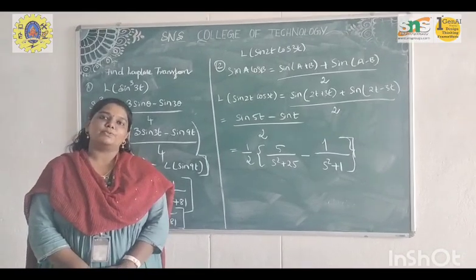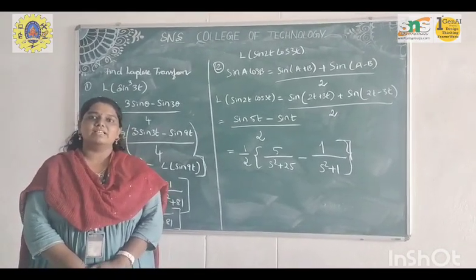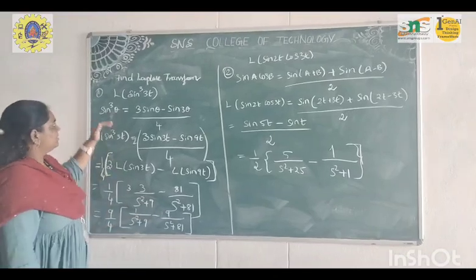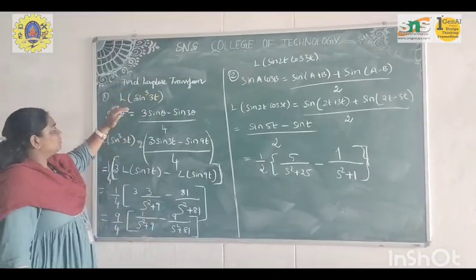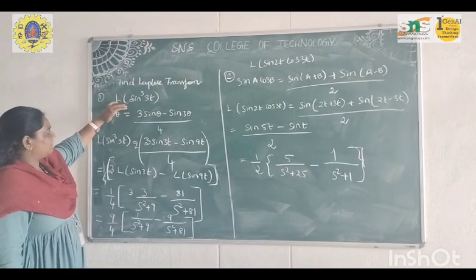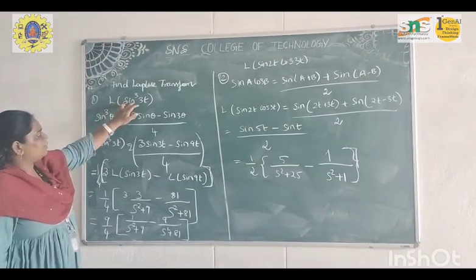So today we are going to see about the Laplace transformation sums. Let's go with the sum. So this is the find Laplace transformation. They are giving the Laplace function: L of sin cube 3t.